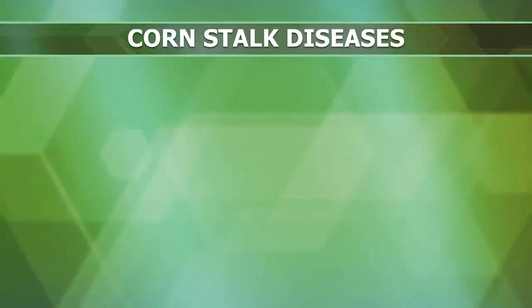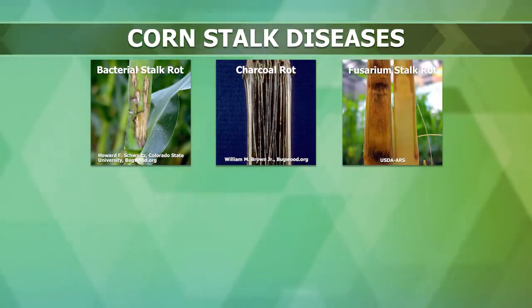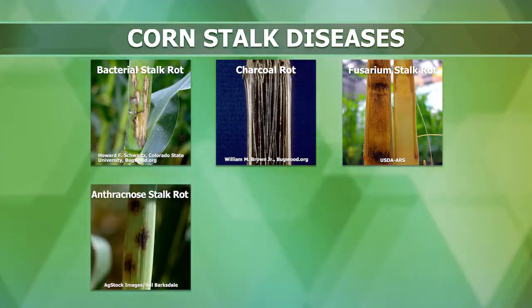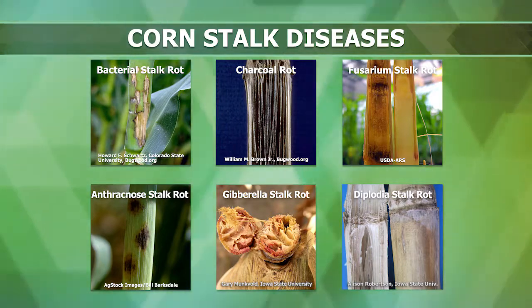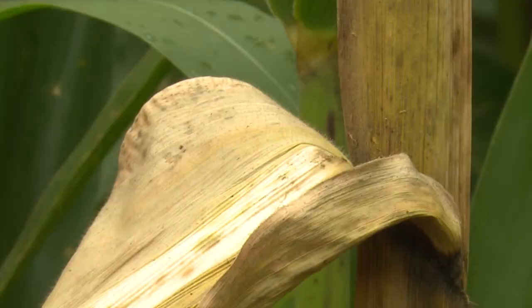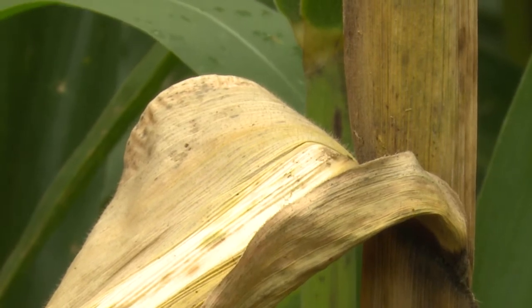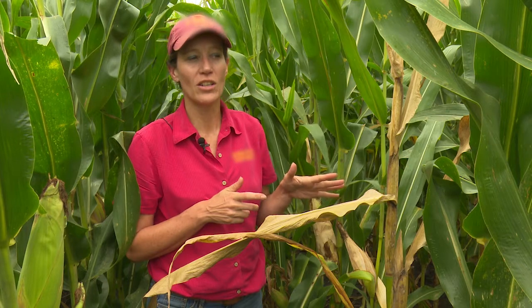Significant corn stalk diseases include bacterial stalk rot, charcoal rot, Fusarium stalk rot, anthracnose stalk rot, Gibberella stalk rot, and Diplodia stalk rot. This plant has died prematurely. Most of this crop here is at R5, beginning dent. That would be typical of a stalk rot. There's probably stalk rot going on in this plant.